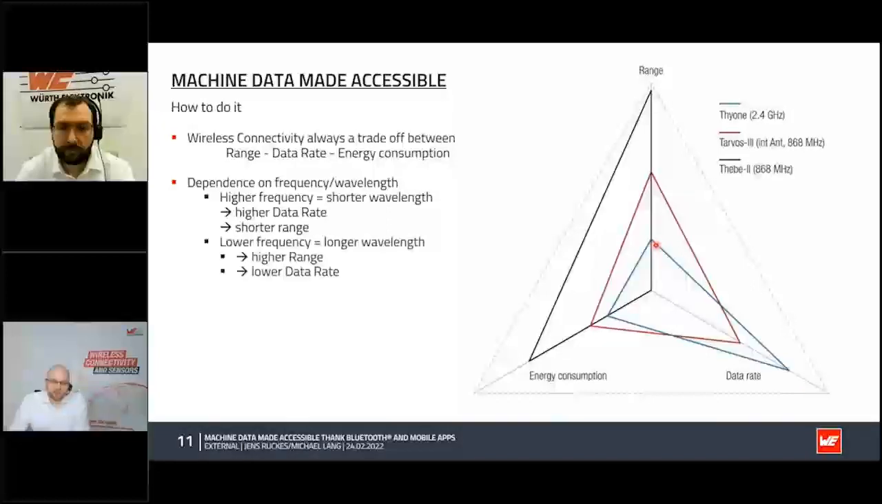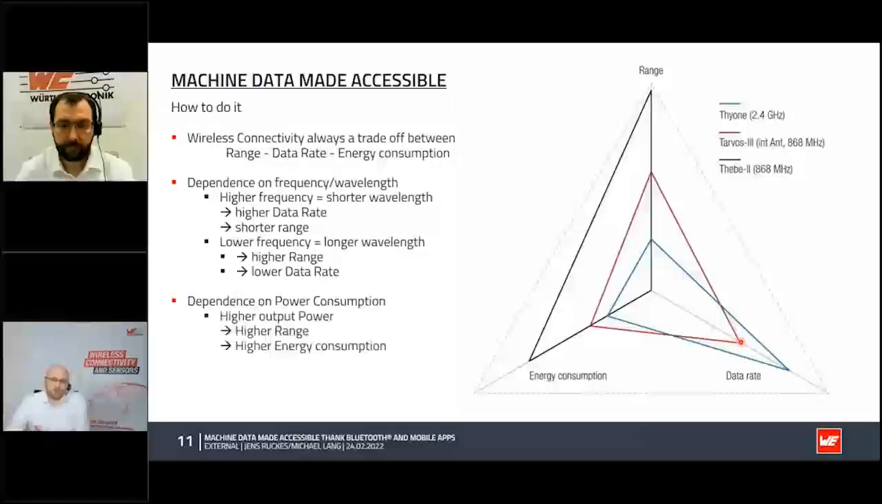On the other side, if the frequency is low, the wavelength is longer, and then you get a higher range, but also a lower data rate. This is the red triangle. The range increases, but the data rate typically decreases. This is one dependency on the frequency. Another one is about the power consumption. If you compare two 868 megahertz systems, for example, a higher output power gives you a higher range, but also a higher energy consumption.